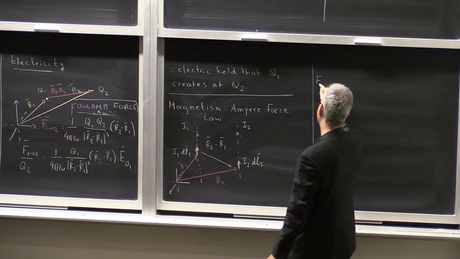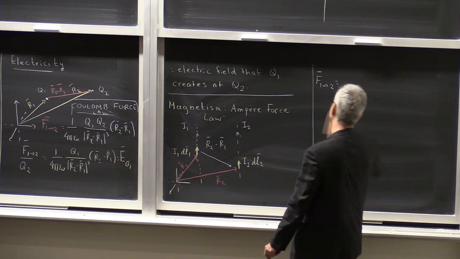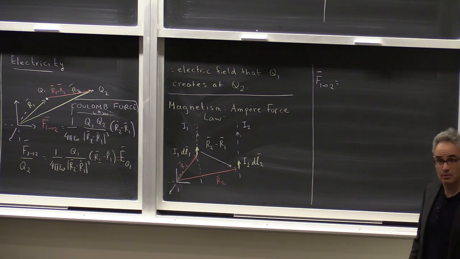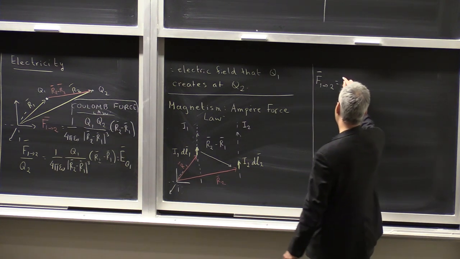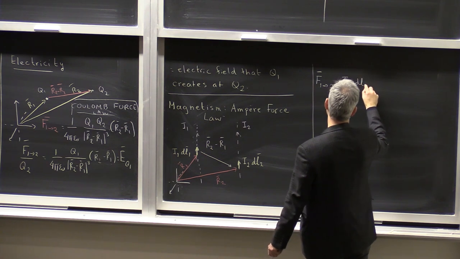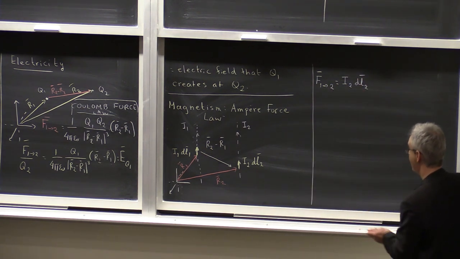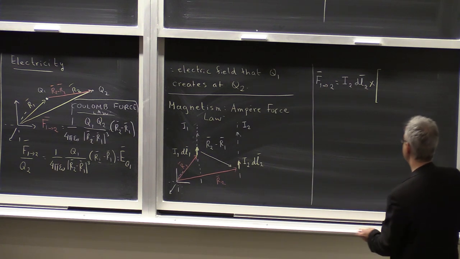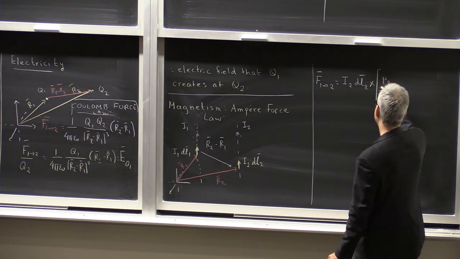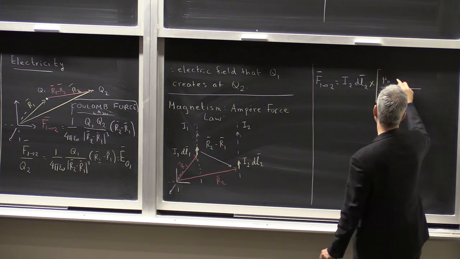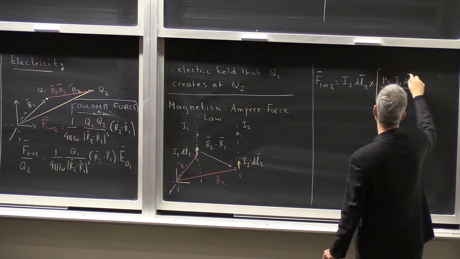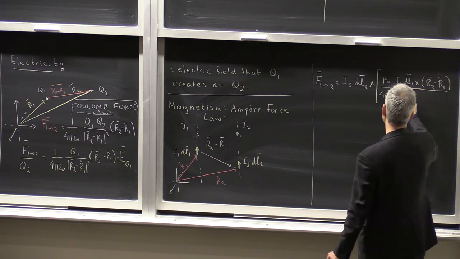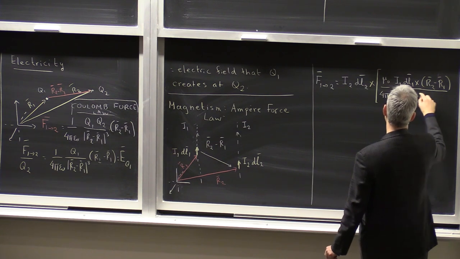Again, I will use the same notation from 1 to 2. The force from 1 to 2 will be given by, regrettably, a much more complicated expression now than the Coulomb force law. That will be I2 dl2. And now I have a cross product with an expression that I will put in brackets. And it is mu naught by 4 pi, I1 dl1, and then from this point on, the terms look pretty much like the Coulomb force terms, cubed.